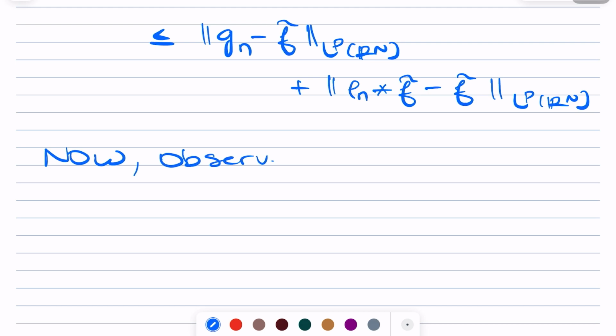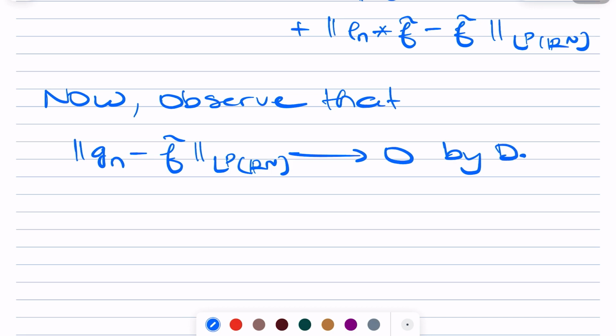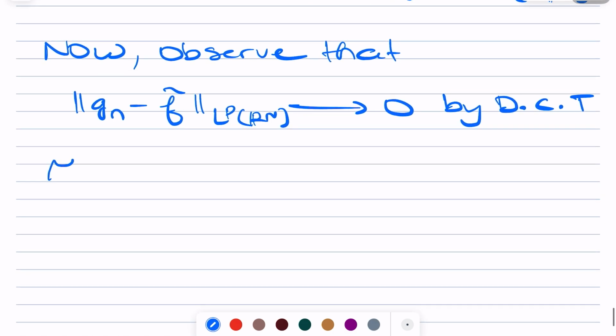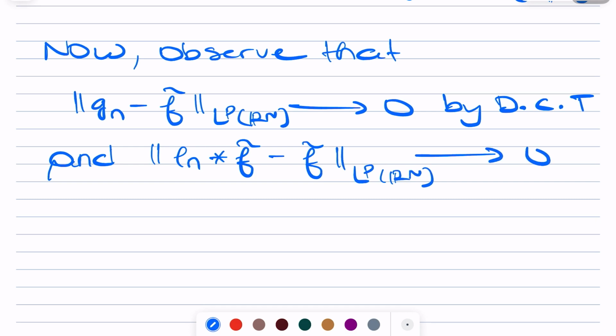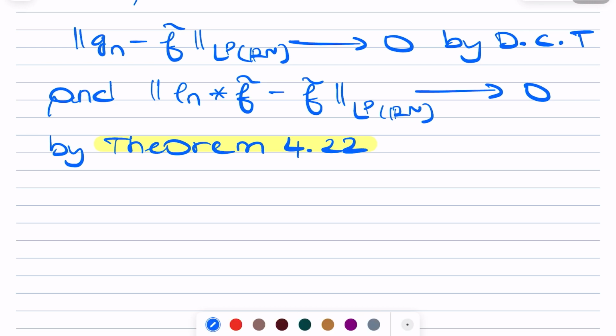Now observe that the norm of Gn minus F tilde in Lp of Rn actually goes to 0 by dominated convergence theorem. So you can check that easily. And the norm of rho n convoluted with F tilde minus F tilde in Lp of Rn also goes to 0, but this is by theorem 4.22, in fact, because remember that F tilde is in Lp of Rn.